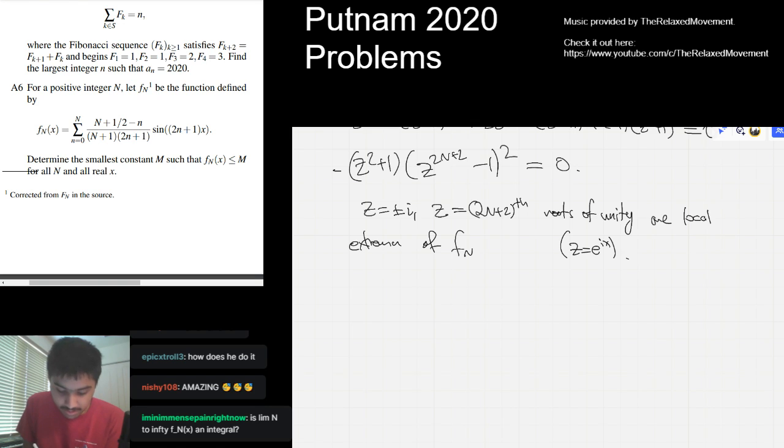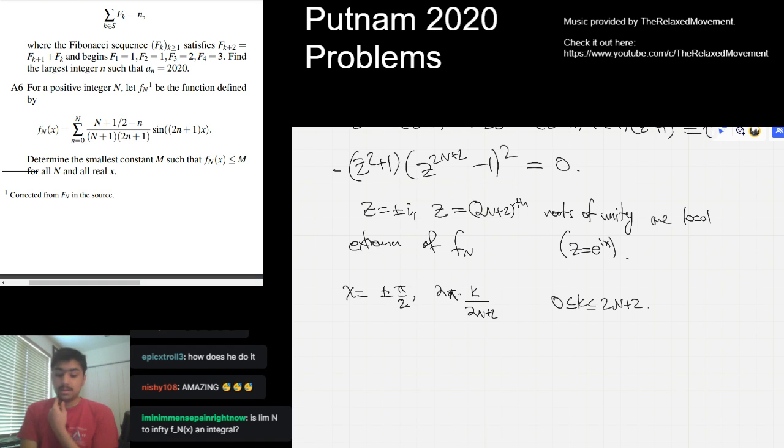Which means that the extremum must be at x equals plus or minus pi over 2, or x is equal to 2 pi times k over 2n plus 2, for 0 less than or equal to k less than or equal to 2n plus 2. And k over n plus 1.